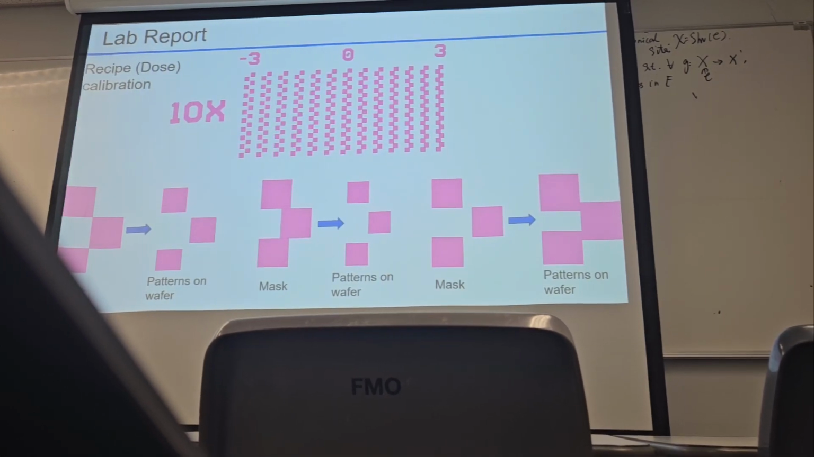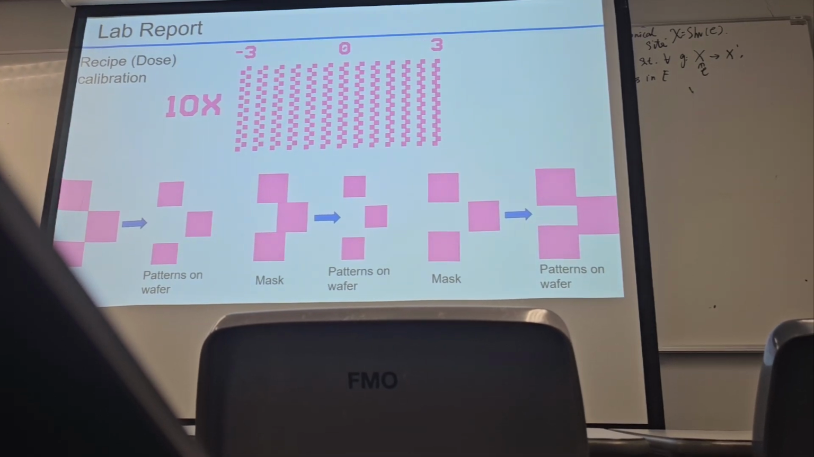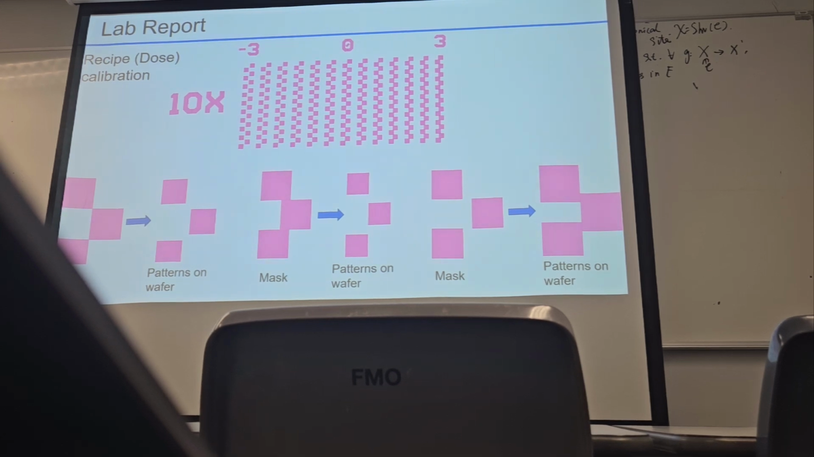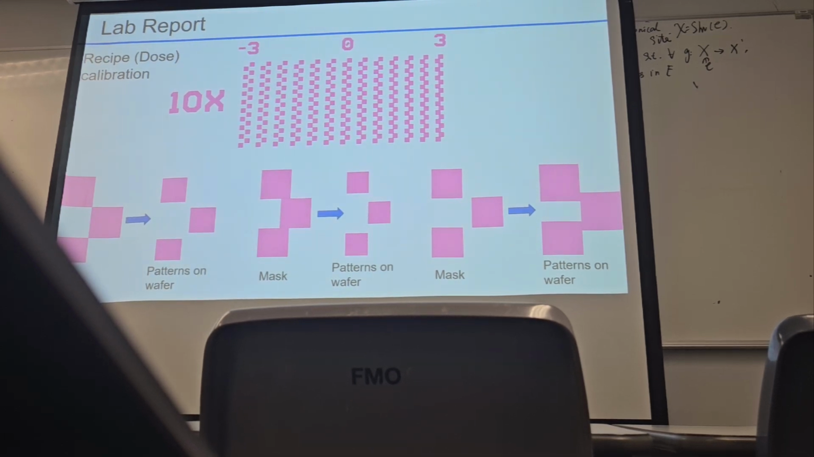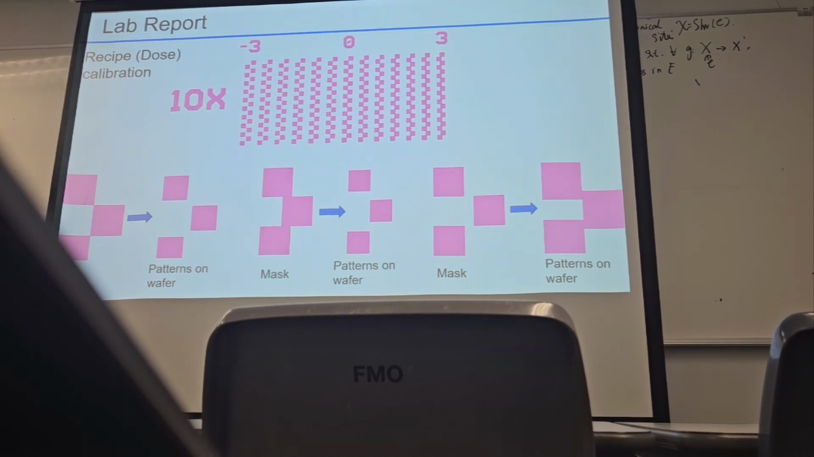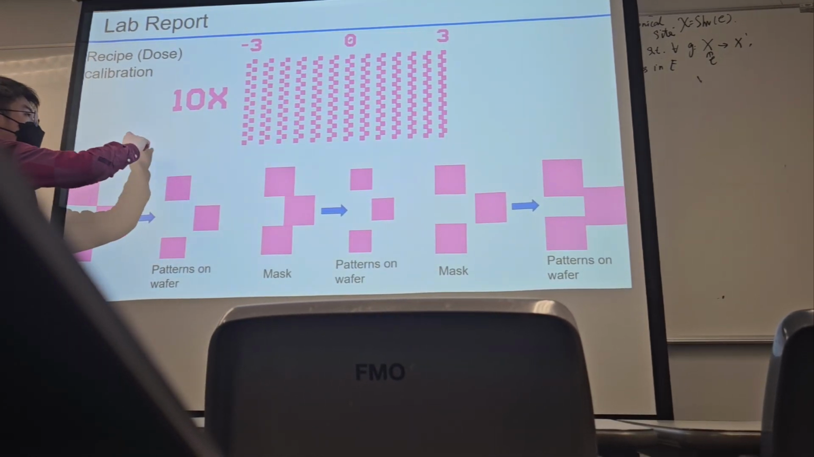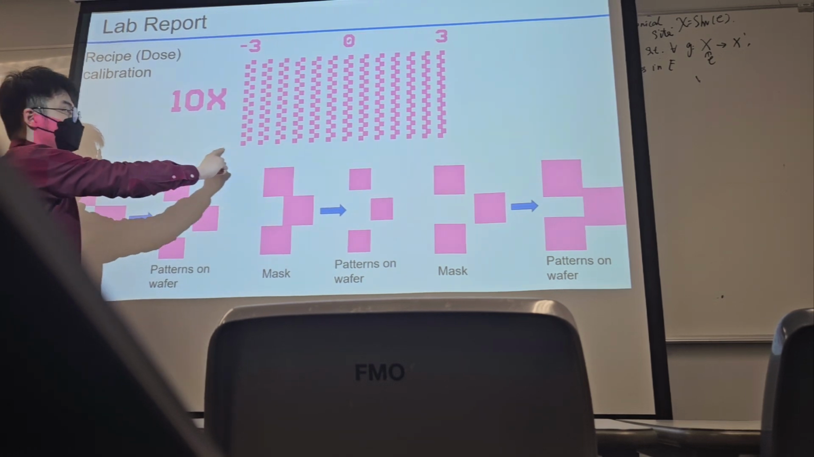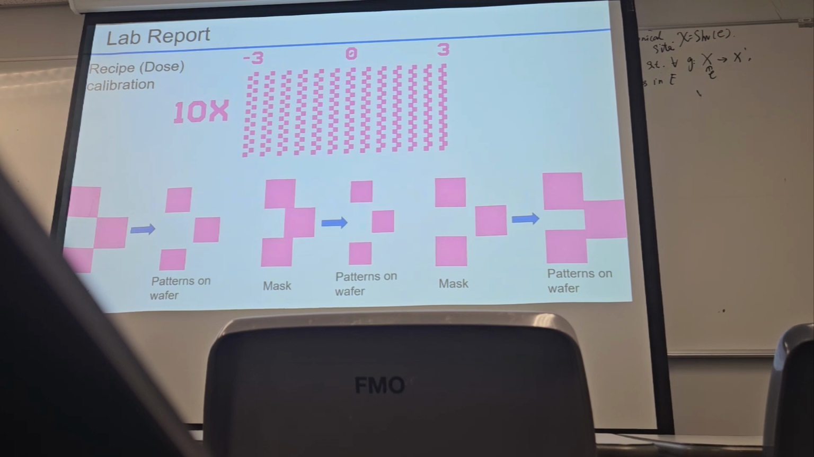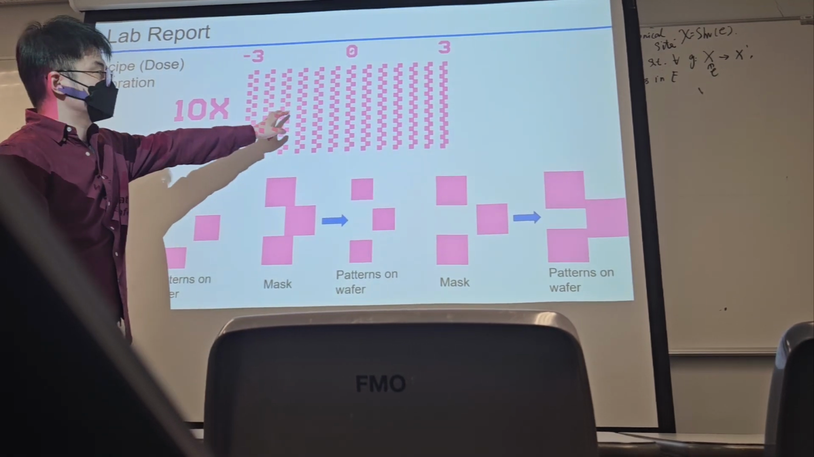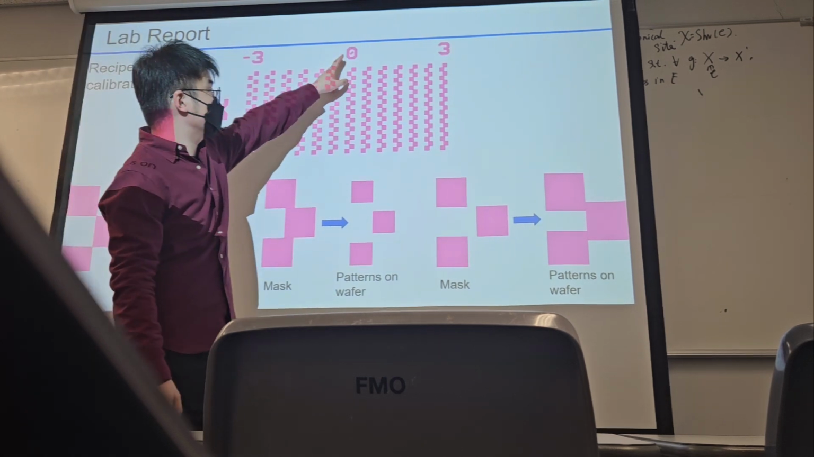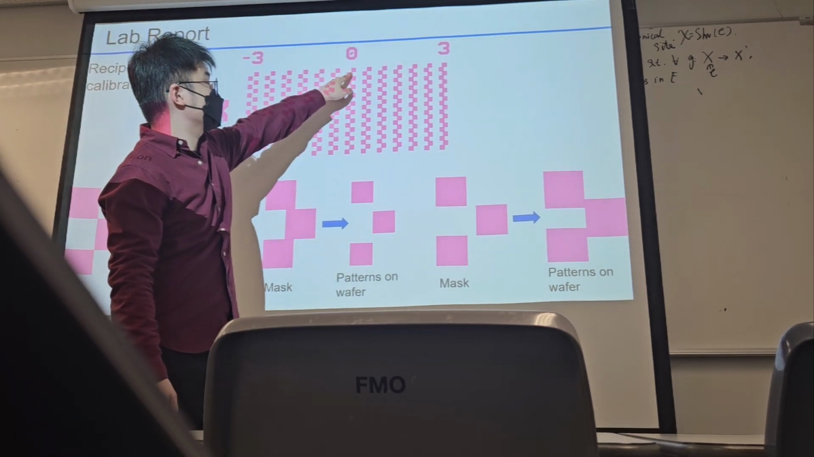Another thing I want to point out is the DOS calibration level. I need to tell you why we have this, maybe the TA did not mention. In all the shots we have this, right? This can tell us how to optimize the DOS. This is a pattern in the mask. From here they have a good contact.